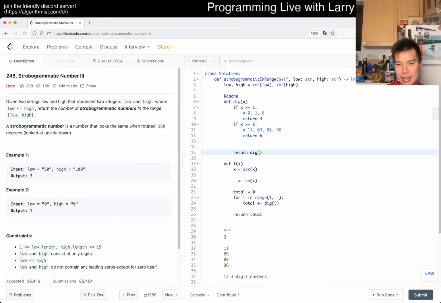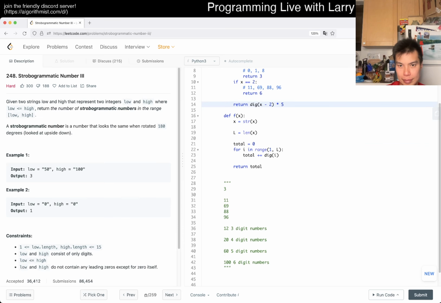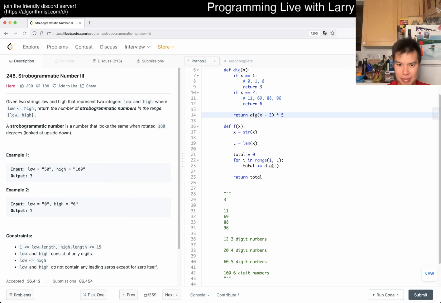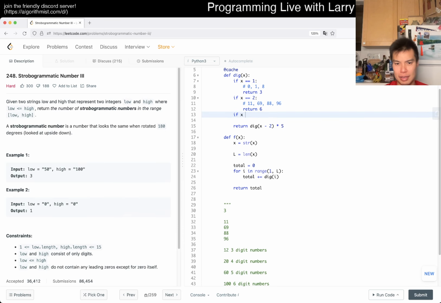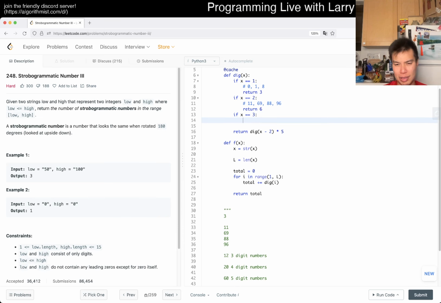I just go, if this is dig of x minus 2 times 5, right? Is that right? Well, except for 3-digit. Why is 3-digit just 12? Because you take all these and, okay, or you could take the 3 single digit and then add the 4 on it, right? Is my base case wrong? Why is this 1 for 3? Maybe it's just, okay, fine. Because there are no leading zeros, is that for this one? I think that's why. Okay, fine.